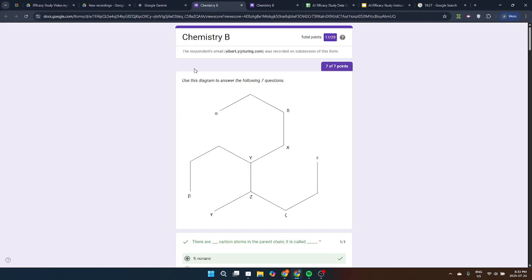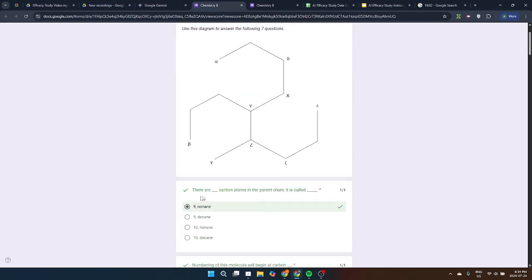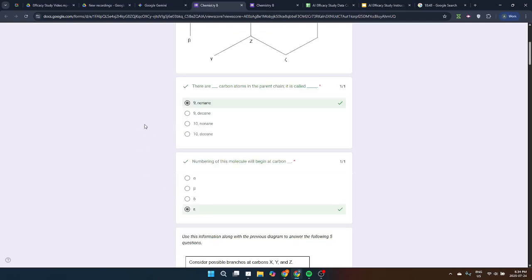But if we start off with chemistry B, this first question, the IUPAC naming, I basically counted each of the carbons, each of the possible chains. So alpha to beta, alpha to epsilon, alpha to gamma here. This is 8, this is 8, this is 9. This reverse S shape here from alpha to epsilon. And so that helped me answer the first question. There are 9 carbons, 1, 2, 3, 4, 5, 6, 7, 8, 9 in the parent chain, and that makes it called nonane, because that's the abbreviation for this hydrocarbon.